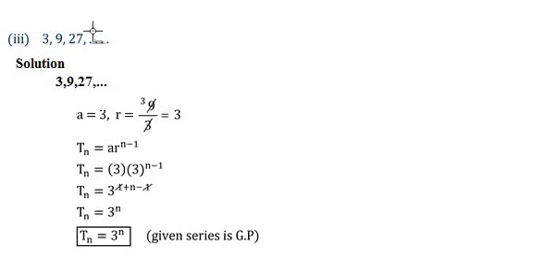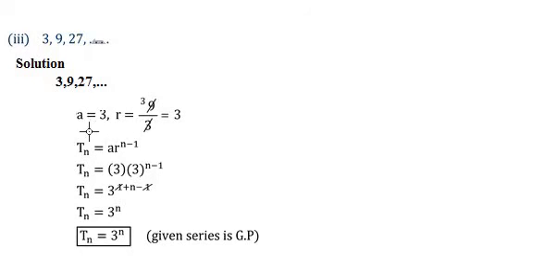So if we want to find the common ratio in a geometric progression, we use r is equal to second term divided by first term, third term divided by second term, fourth term divided by third term. So we can say here r is equal to 9 divided by 3. So r is equal to 3 here, and the first term is already 3.